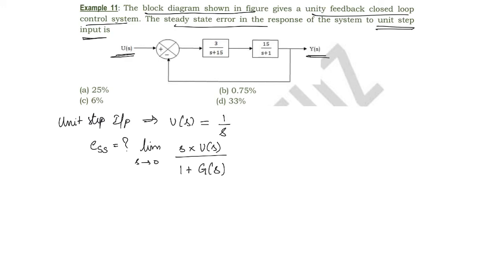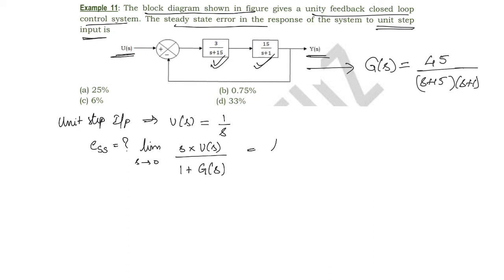Okay, now from the block diagram we can get the forward path transfer function g of s is equal to, we have two blocks in cascade here. So what will be the equivalent transfer function? It will be the product of the individual transfer functions. So this will be 45, 3 into 15 is 45, divided by s plus 15 into s plus 1. Okay, so this is the forward path transfer function.